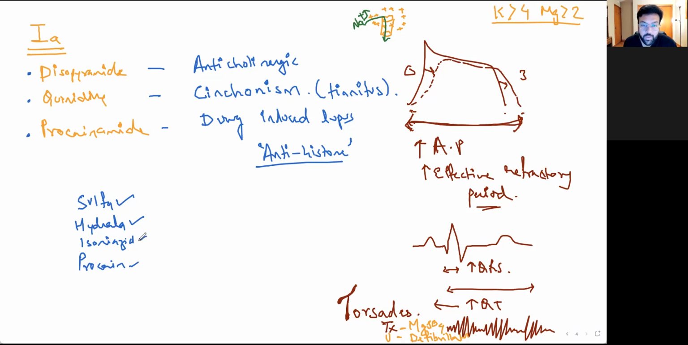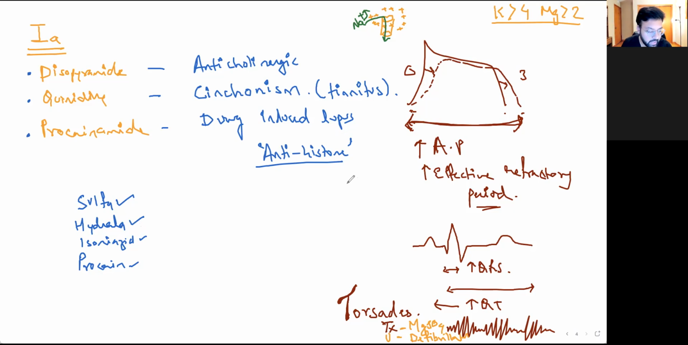I have seen a drug-induced lupus patient who came with diffuse alveolar hemorrhage. Okay, so it's a thing. Okay, you will see that in the wards. Okay, I think that's about class 1A antiarrhythmics.